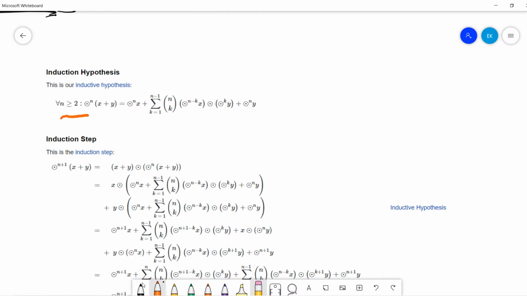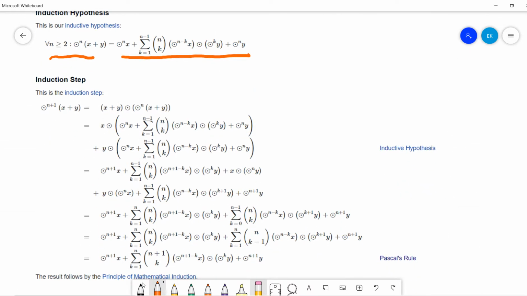Finally there is an induction step. We assume that when n is larger than 2, we have this. The induction step just multiplies by the x plus y term, right? So this becomes this. Then we just separate it into the x term and the y term. So the x term becomes this: the first term, and the second term just adds 1 at x here, and the x here, and this is the y term.